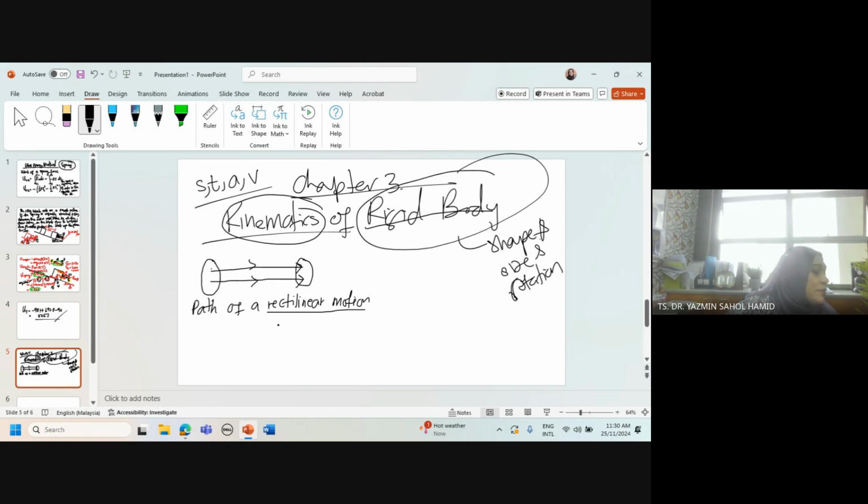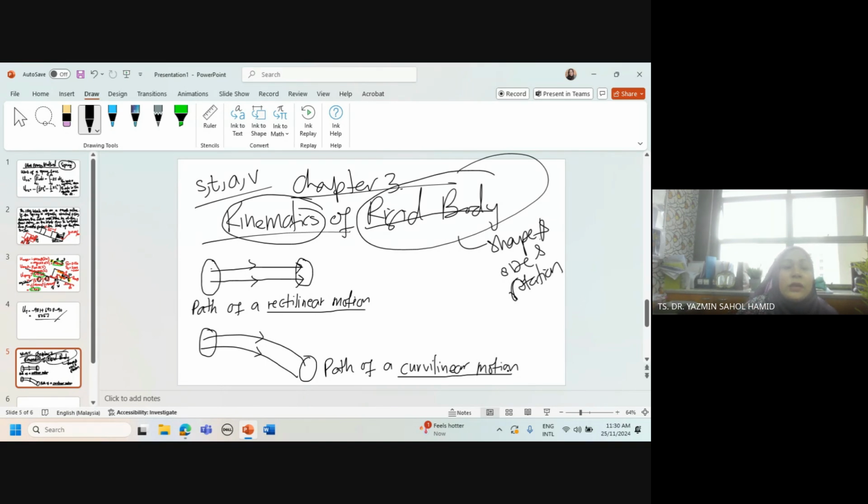Next is path of a curvilinear motion. So when you see this particle being dragged in a straight line, this is called path of a rectilinear motion. Now, if you see a particle like this and then it moves in a curved line like this, what do you think it is called? If anyone can tell me. This is called path of a curvilinear motion.